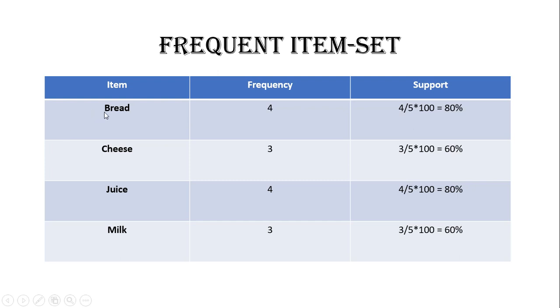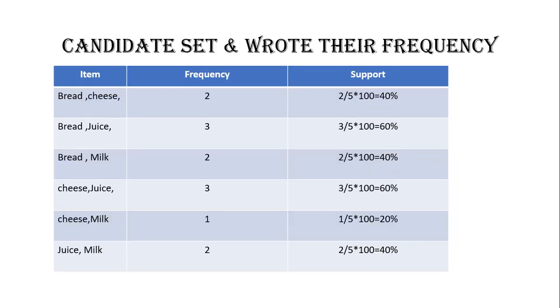Bread is 80%, cheese is 60%, juice is 80% and milk is 60%. So we are taking only those above 50%. Based on this, we move to the next table.